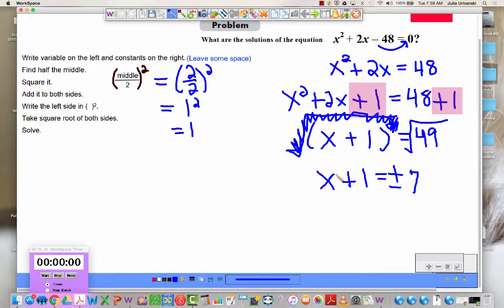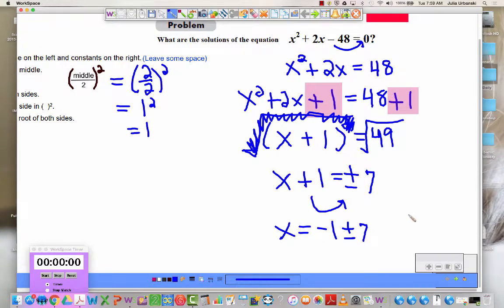Last thing, to get x by itself, we have x plus 1. So move that over, and it becomes x equals negative 1 plus or minus 7. For the rest of the stuff that we do for this chapter, you're going to be seeing 2 answers here, plus and minus. Think about what that really means. Lots of different people write it in different ways.